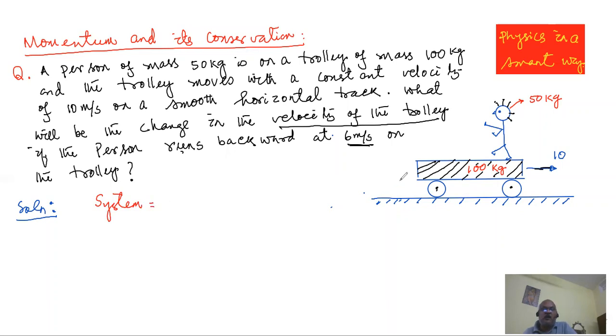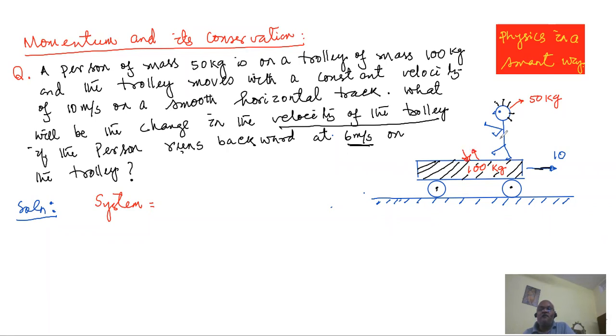The thing is, what is our system? We know momentum of a system is conserved only when external force is zero. When he is walking, he is exerting a force on the trolley, and the trolley is bound to give an equal and opposite reaction. If we consider all those things, then we'll be entangled in that.